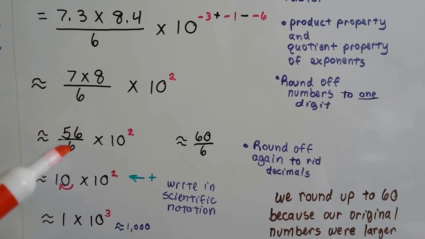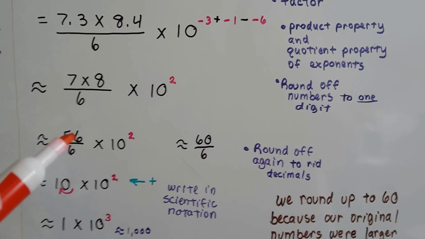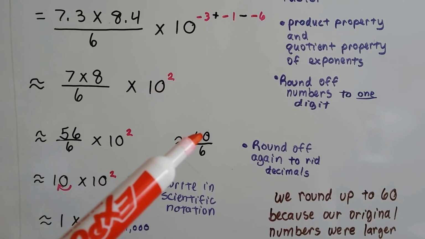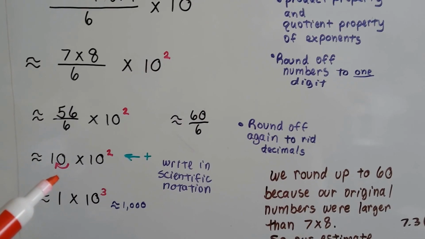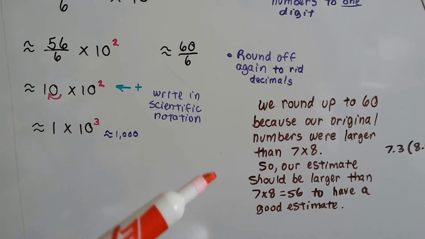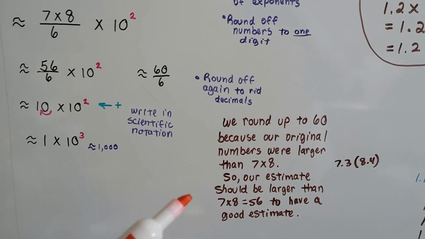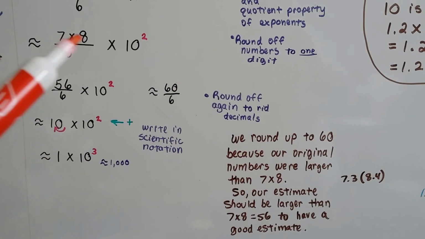56 divided by 6 is going to make another decimal. So because this is a 0.3 and that's a 0.4, let's round this up to a 60 so that we get a nice round even 10. 60 divided by 6 is 10. So if you're confused, we rounded up to 60 because our original numbers were larger than 7 times 8.